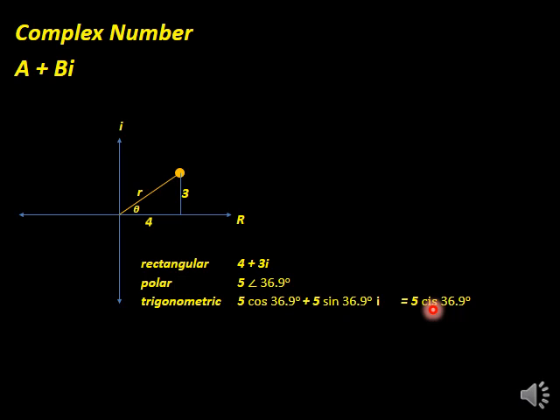Another form of complex number is called the exponential form. It looks almost the same as the polar form. So this is the exponential form. For the exponential form, we have the same r, 5. We have replaced the angle symbol by e, and then our angle is shifted to the exponent of e, bearing in mind that 36.9 here is in degrees. Most of the time, the exponent must be expressed in radians.